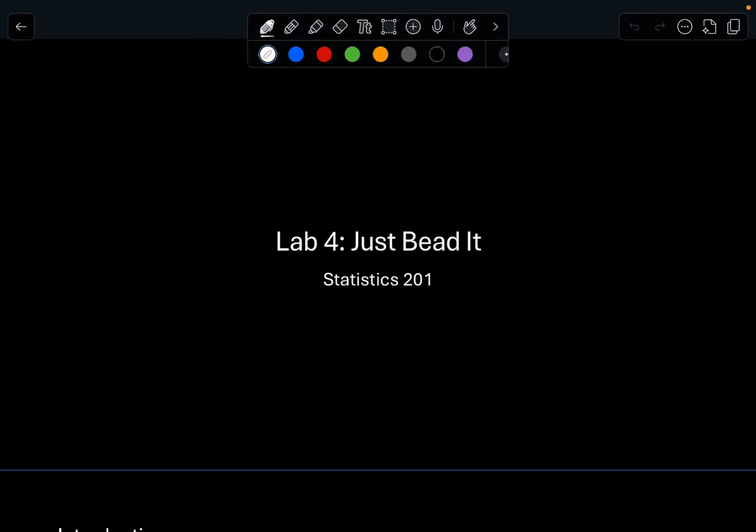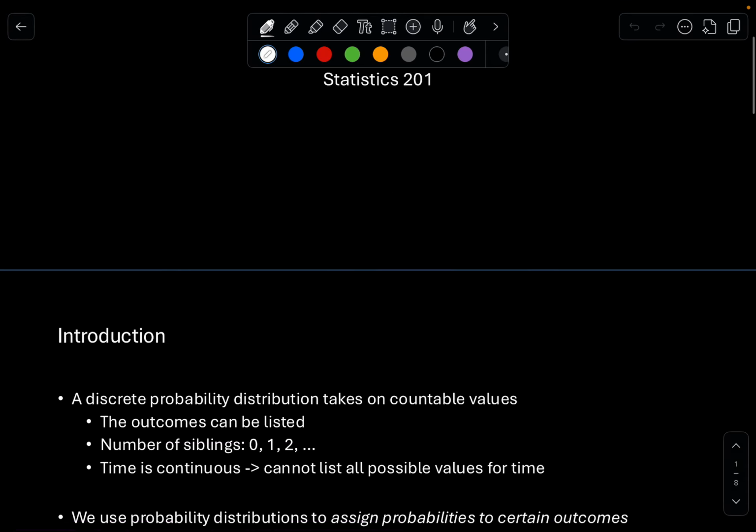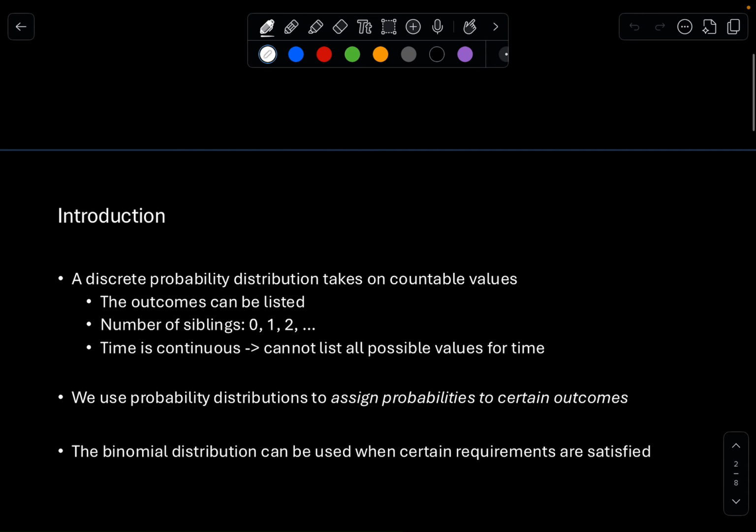All right, hello everybody. This is the Lab 4 video. So you will need StatCrunch for this lab, not for any calculations, but to make a graph. So make sure you have your lab manual and access to Blackboard and StatCrunch. Okay, Lab 4, we are looking at the binomial distribution.